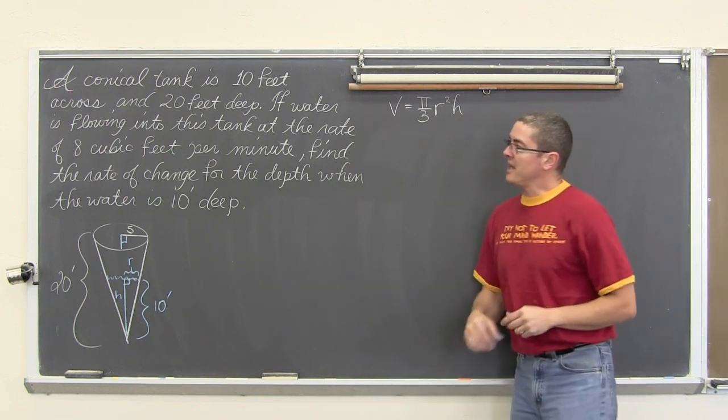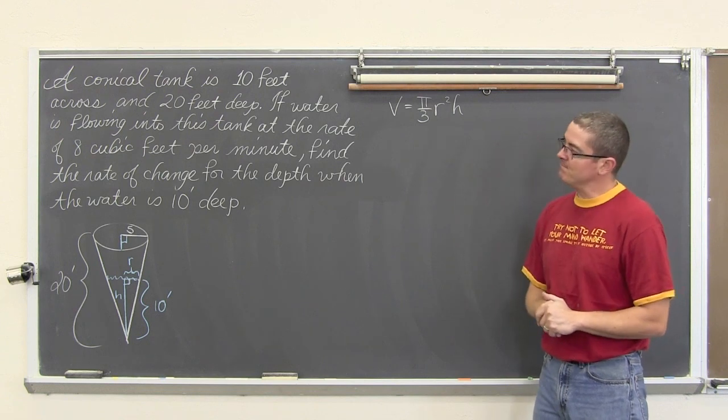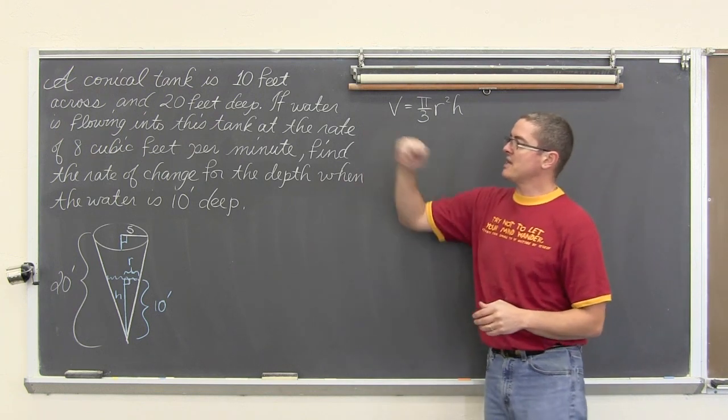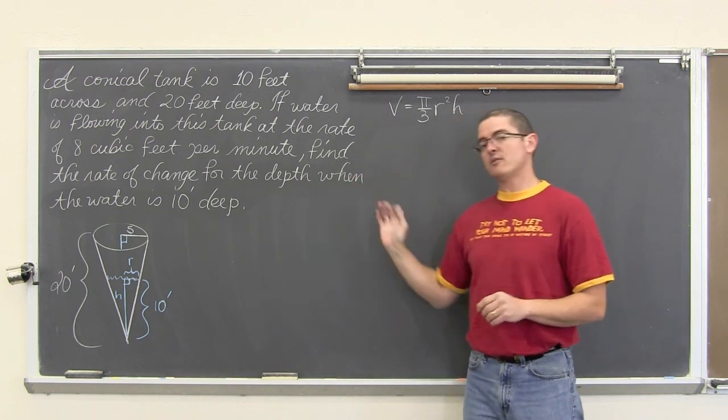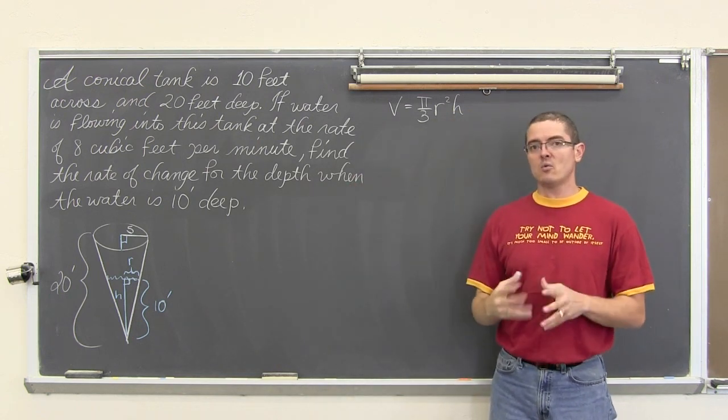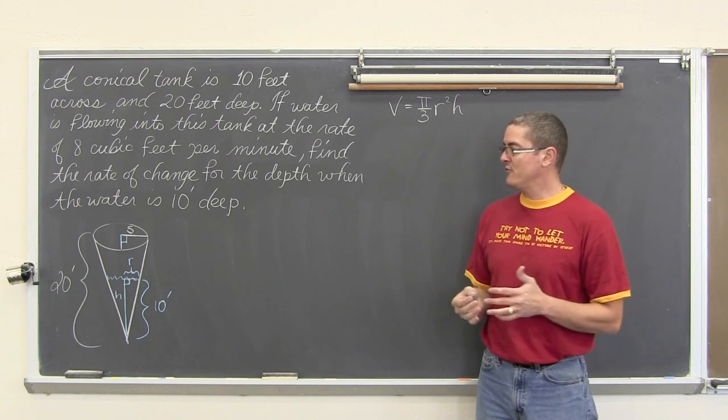Here we have a conical tank that's 10 feet across and 20 feet deep. If the water is flowing into the tank at a rate of 8 cubic feet per minute, find the rate of change for the depth of water when the water itself actually is 10 feet deep.